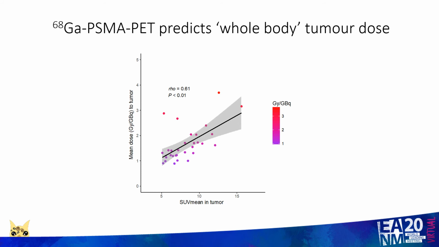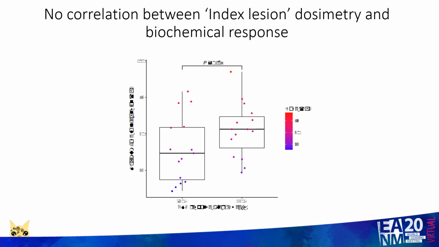So this slide shows that there clearly is a correlation, not a very strong correlation, but certainly a statistically significant correlation between uptake on staging gallium PSMA PET and whole body tumour absorbed dose. Of course, this relationship would be much stronger if we hadn't already set a reasonably high cutoff value for eligibility to come onto the study. But this is a tool which we could use to give an idea a priori which patients are likely to receive high doses to their tumour.